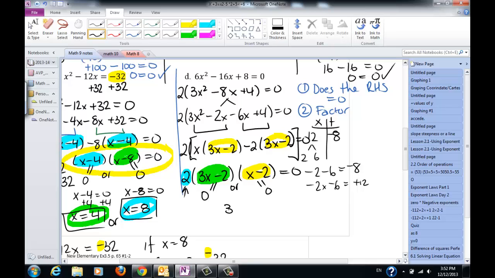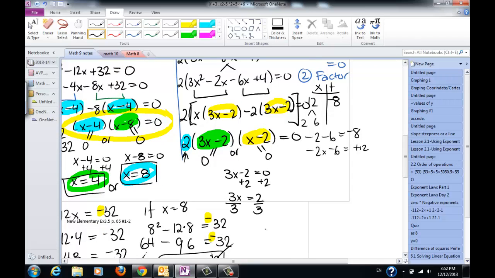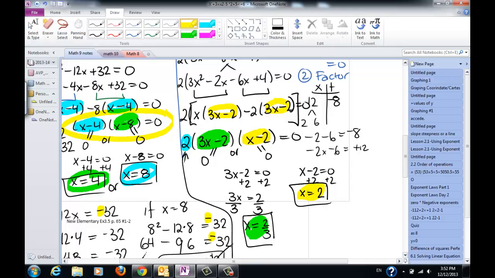Alright, well, if the green piece, 3x minus 2, equals 0, let's solve for this. We're going to add 2 to both sides. And we get 3x is equal to 2. Solve for x. I'm going to divide by 3 on both sides. And I get x equals 2/3. Alright, so this is one of my answers. And that came from my green piece. From my yellow piece, x minus 2 could equal 0. I'm just adding 2 to both sides, and I get x equals 2. That one was pretty simple. So my solutions to this are x equals 2 or 2/3. And we're done.